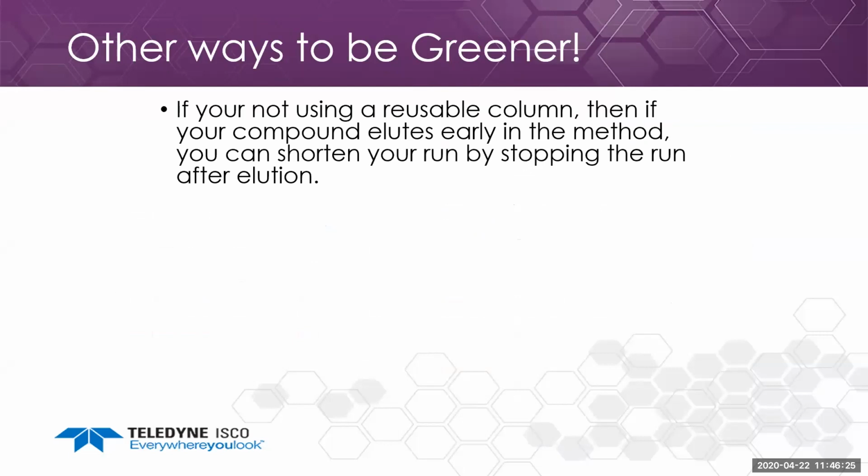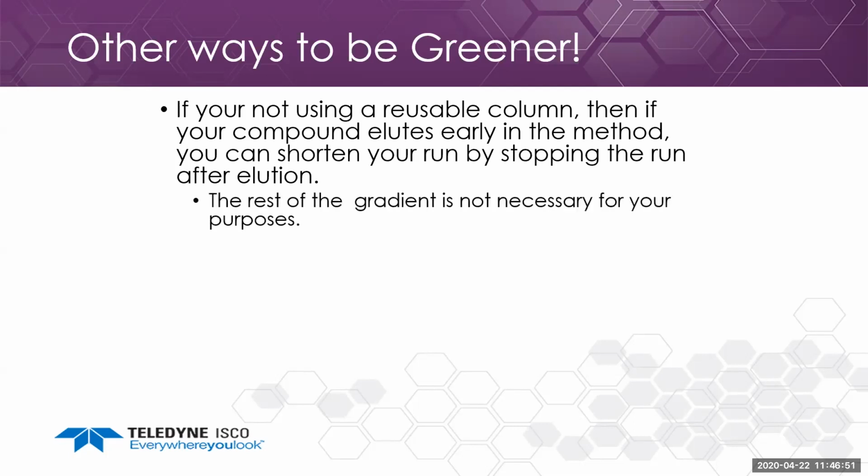Finally, other ways you could be greener. If you're not using a reusable column, then if your compound elutes early in the method, you could shorten your run by stopping the run after elution. So if you purified this compound before, you know it comes out at 6 minutes, and you've got a 12-minute default method, you could get rid of everything after the 6-minute mark if you know your compound's already come out. The rest of the gradient's not necessary for your purposes because your compound's already off the column.